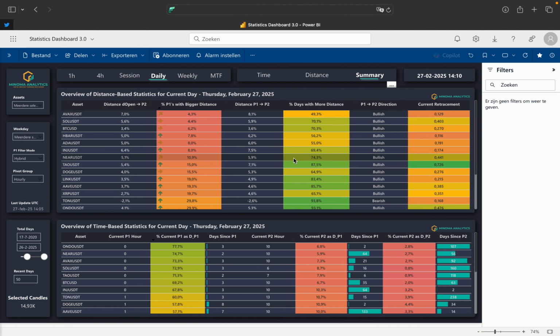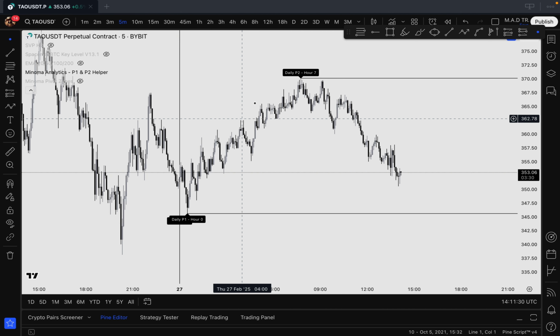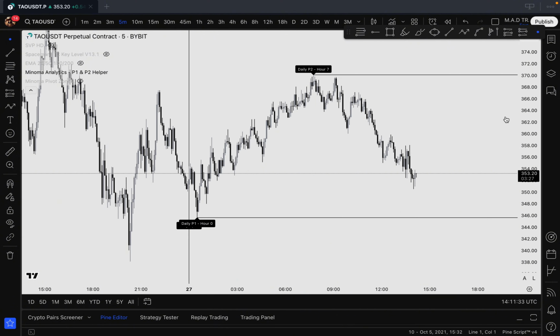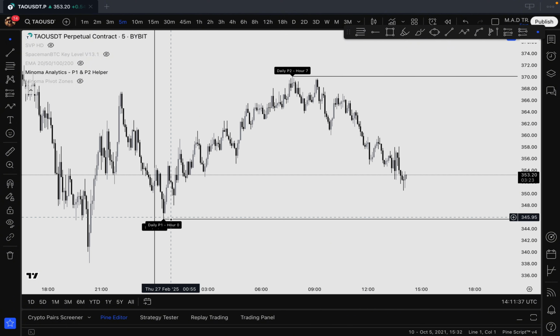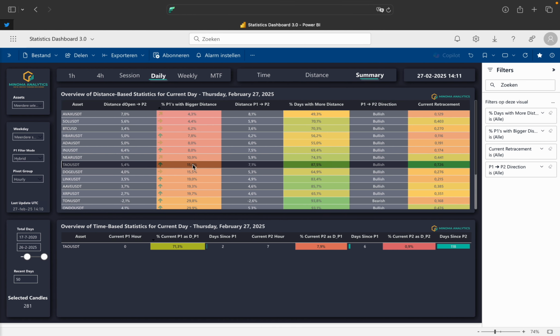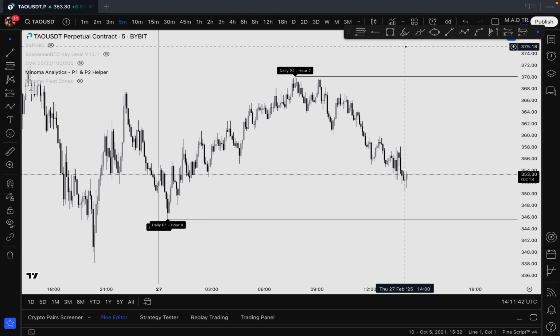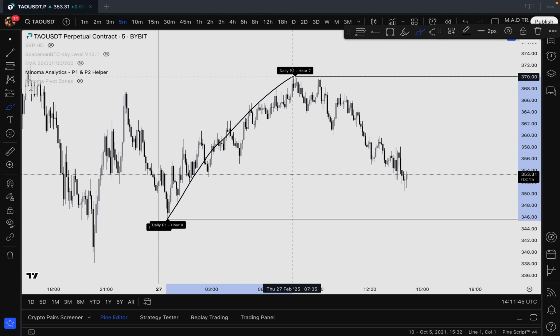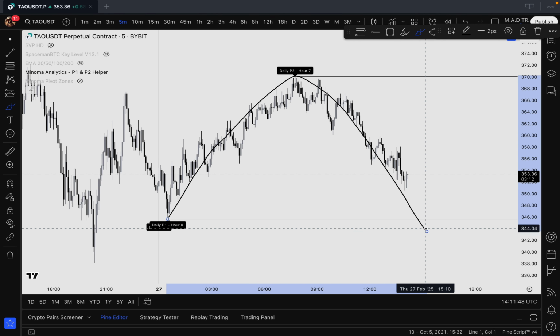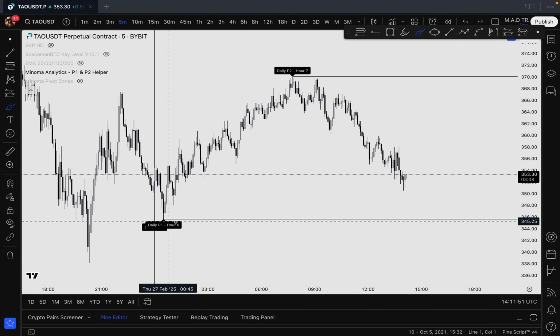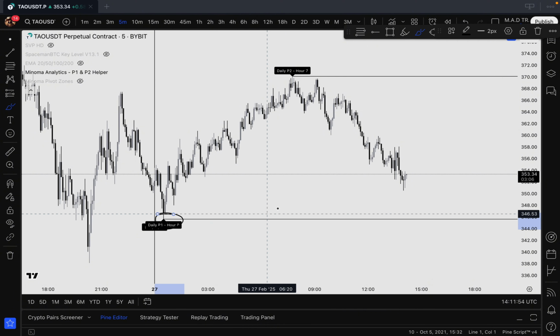So then I always like to see what do we have for Tau, for example. This might be an interesting one to look at. Here we see daily P1, hour 0, daily P2, hour 7. Okay, good daily low based on distance, time statistics already. Interesting to know. We see that only in 15% of the cases, price will make this much of a distance and then take out the low. Or in other words, in 85% of the cases, this low will hold based on distance statistics.